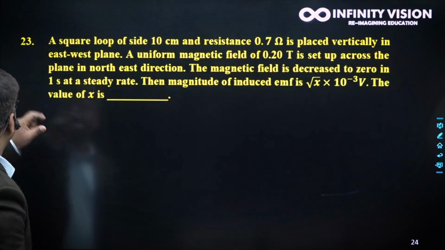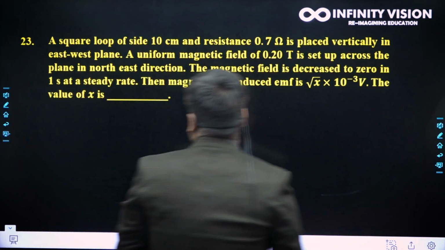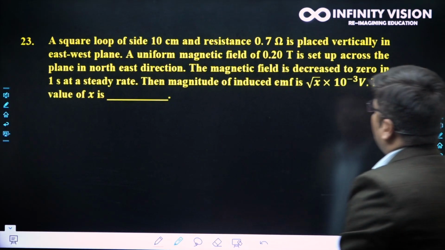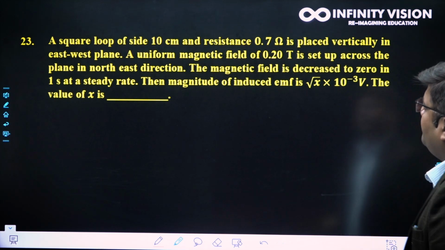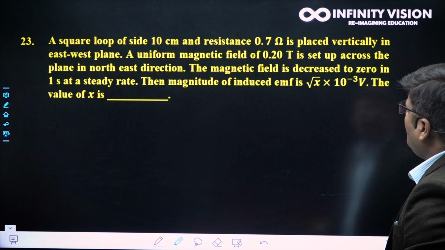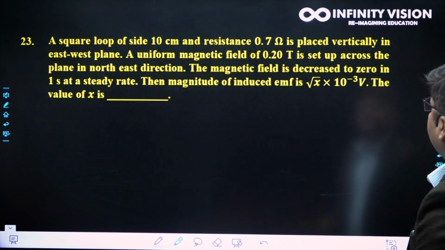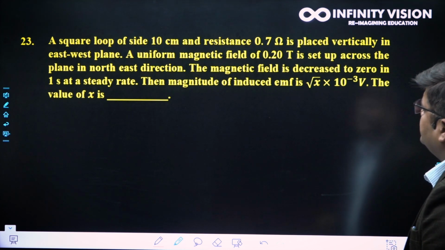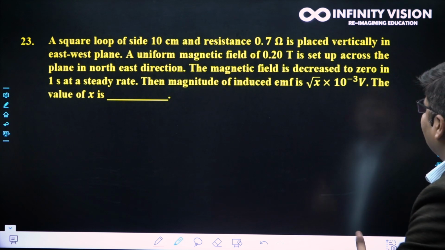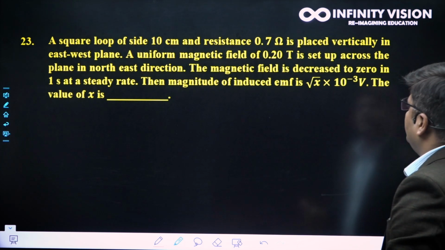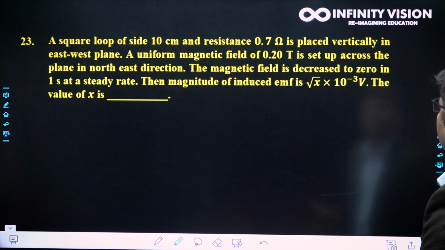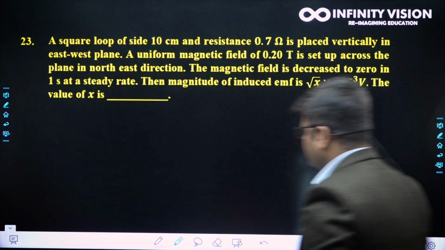Now coming to question number 23. A square loop of side 10 centimeter and resistance 0.7 ohm is placed vertically in the east-west plane. A uniform magnetic field of 0.2 Tesla is set up across the plane in the northeast direction. The magnetic field is decreased to 0 in 1 second at a steady rate. The magnitude of induced EMF is root x into 10 raised to the power minus 3 volt. The value of x is.